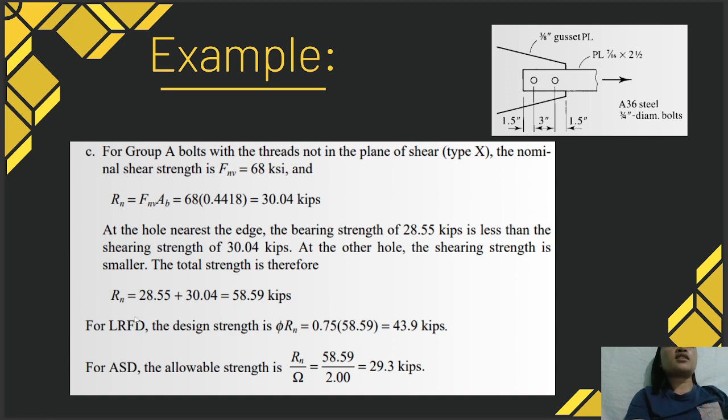So we will use 30.04 kips. So Rn is equal to 28.55 plus 30.04, which is equal to 58.59 kips. Then solve for the LRFD design strength and the ASD allowable strength. So for LRFD we have 43.9 kips and for ASD 29.3 kips.